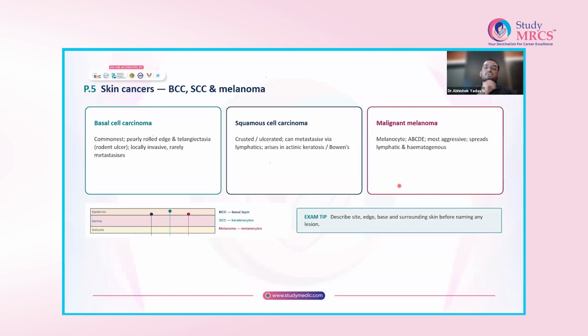They are the most aggressive form, and they have both lymphatic as well as hematogenous spread. So basal cell carcinoma is locally aggressive, squamous cell carcinoma has lymphatic spread, and malignant melanoma has both hematogenous as well as lymphatic spread.